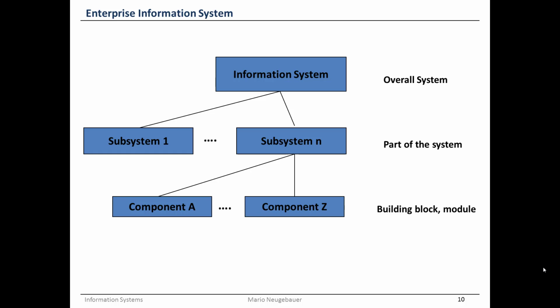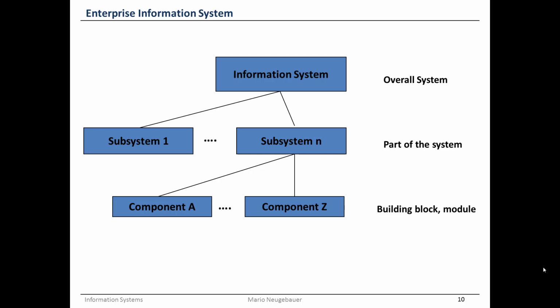Now we can look at an enterprise information system in a different way also, regarding the subsystems and the components with maybe functional groups or kind of building blocks, modules, or how the software developers call it. So first we have the information system. This stands on top because this is the important part for our company.